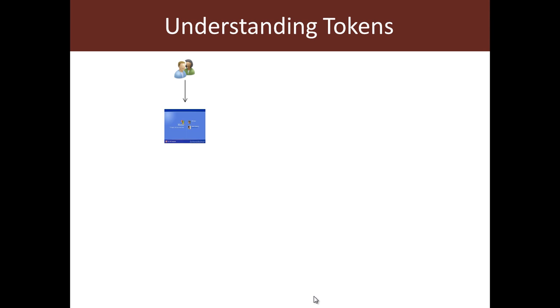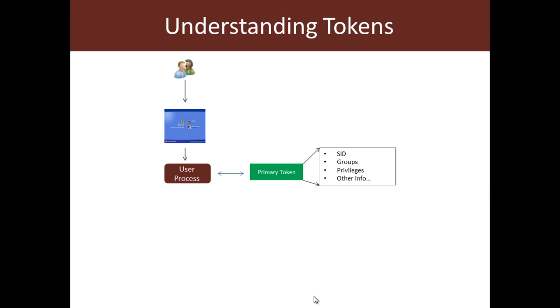Now let's move on to understanding tokens. When a user logs into a Windows system, there are a lot of processes created on his behalf, for example, explorer.exe, which helps in running the desktop. Based upon the user who has logged in, Windows gives a primary token to the user process. This token contains the SID or the security identifier, various group information and privileges which the user who's logged in is allowed to do, and a lot of other info.